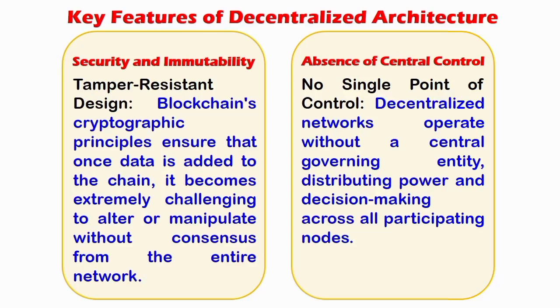Absence of central control. No single point of control. Decentralized networks operate without a central governing entity, distributing power and decision making across all participating nodes. This means decentralized networks in blockchain work without a boss. There is no single control point. Power and decisions are shared among all nodes. It is like everyone has a role, making decisions together without relying on one central authority.